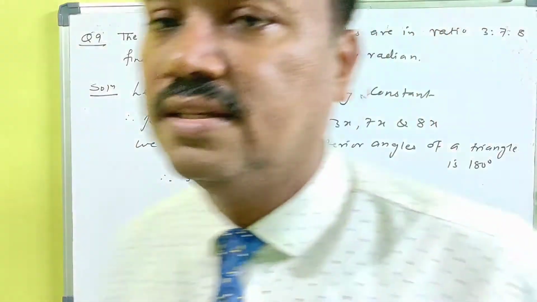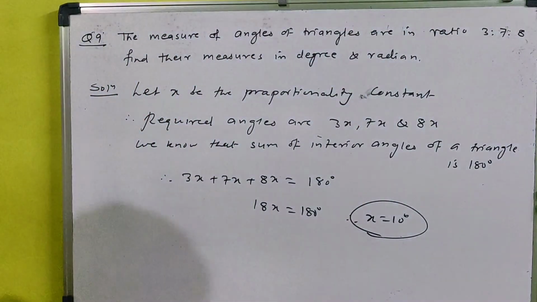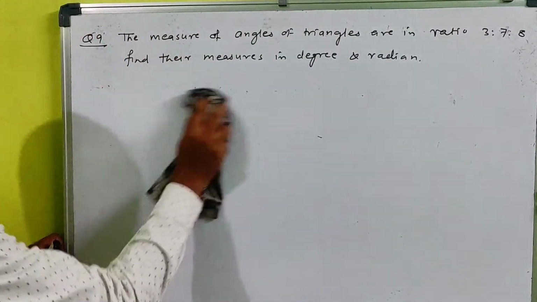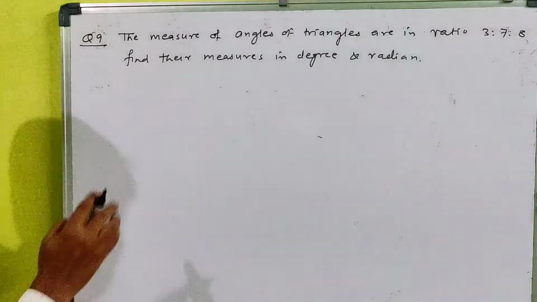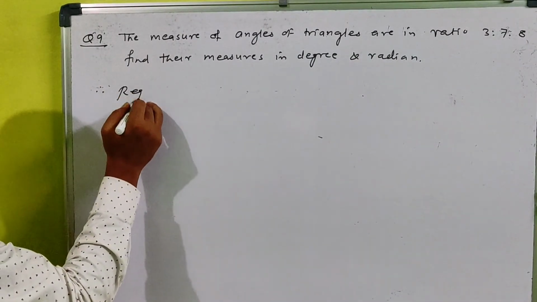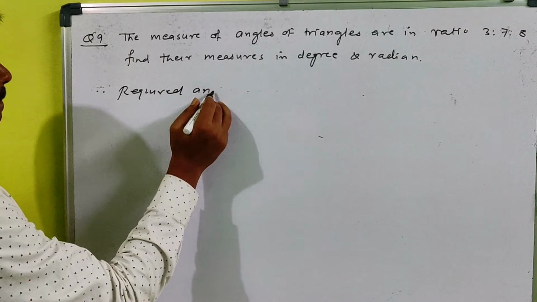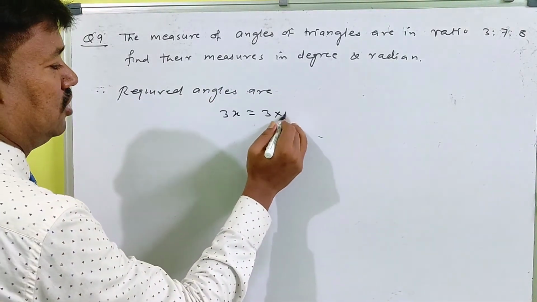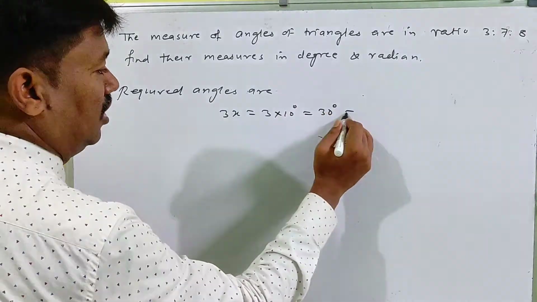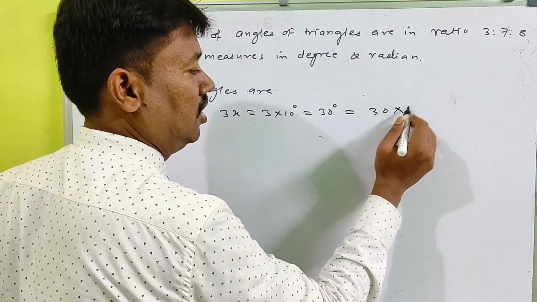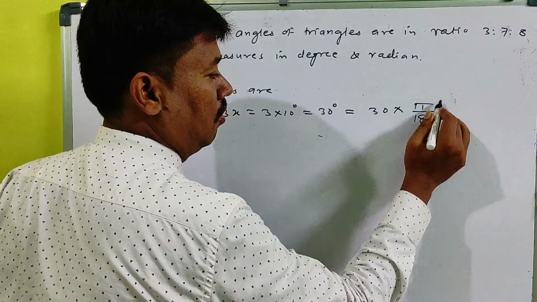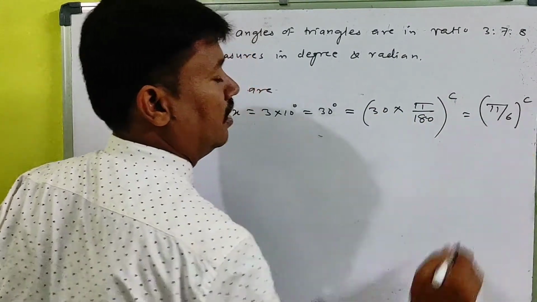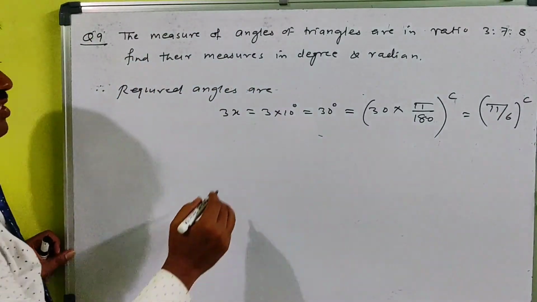And then you have to find their measures also. So therefore, the required angles are 3x, that is 3 into 10, that is equal to 30 degree. So 30 degree matlab 30 into pi upon 180 radian. So that is nothing but pi by 6 radian. That is nothing but pi by 6 radian.